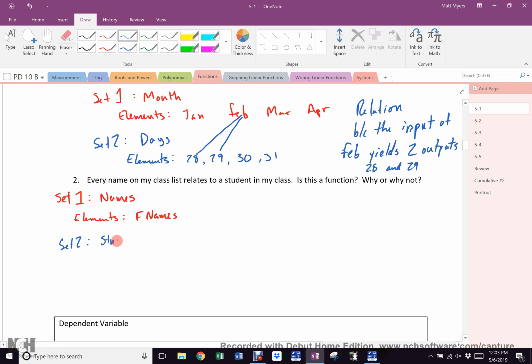It's the student. And what are the elements of that set? The actual kid, yes? Right? So, her. I can't say a name because she's an element of the set. The names are another set, yes? So there's kid A, kid B, kid C, kid D. Everybody with me? So, each student.